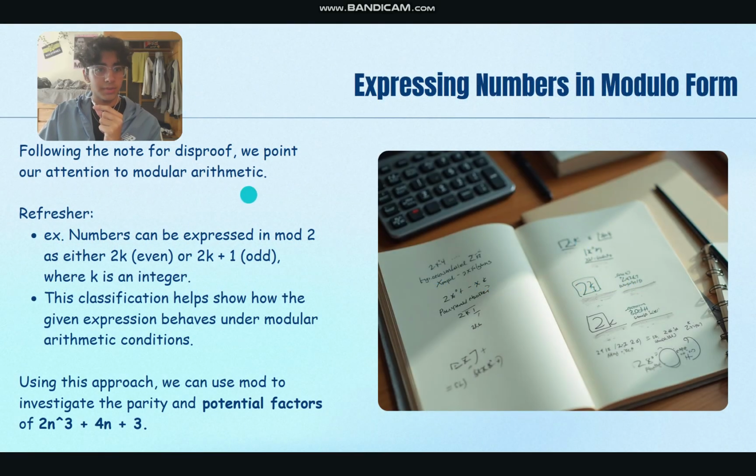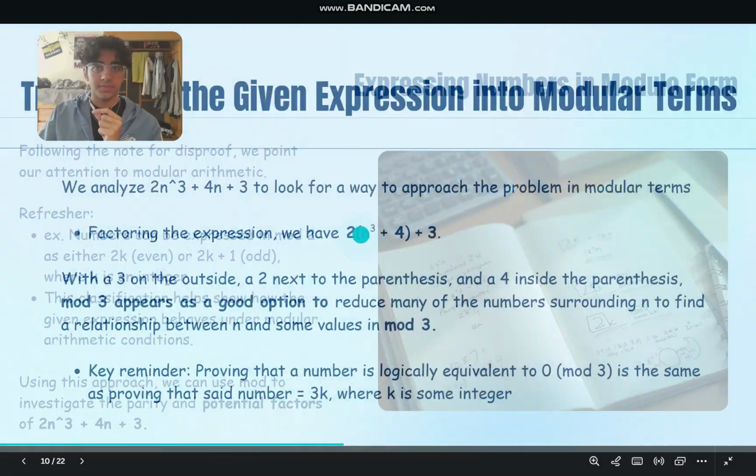Like we mentioned, just for a refresher, numbers can be expressed in mod 2 as either 2k or 2k plus 1, this being 0 in mod 2 and 1 in mod 2, and we can use this approach, not in mod 2 but in other mods, to investigate the potential factors.